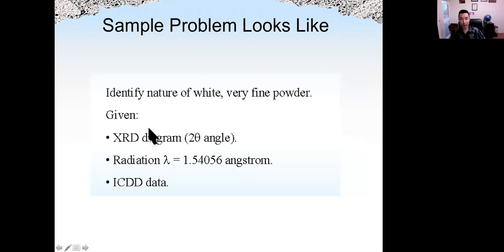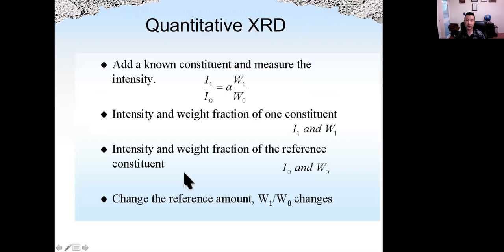Here shows the sample problems. If we have white fine powders and we want to know what are the crystals in the powders, we can have an XRD diagram with the theta and intensities. Give us information of lambda, where lambda is the wavelength of the X-ray. And also we have the ICDD database to compare with.